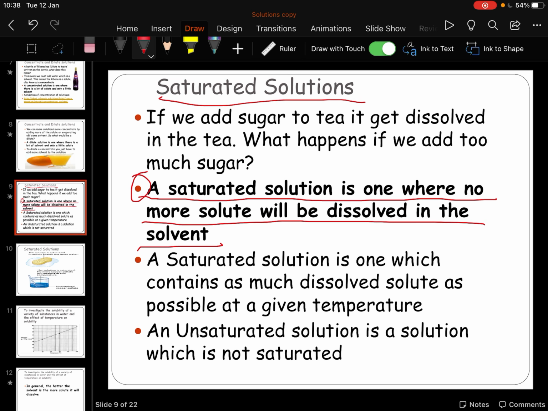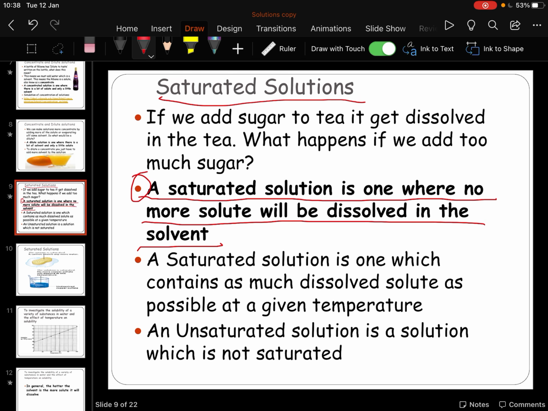Okay, so a saturated solution is basically you've added so much that all the gaps in the water molecules are full, or not water, but the solvent. Sorry, I keep getting mixed up myself. So the gaps in the solvent are all filled, and therefore the solute, the solid, can't go anywhere else, so it just drops to the bottom, okay?